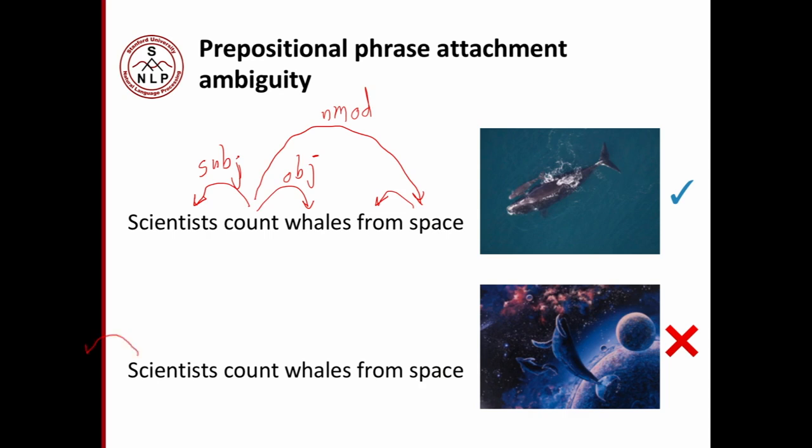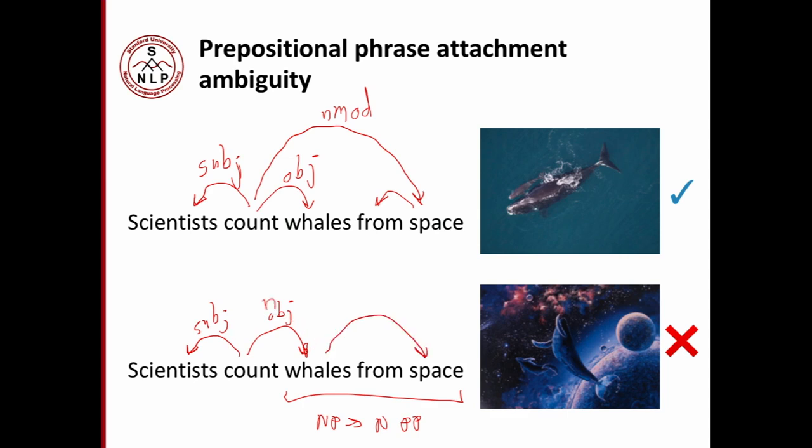But the other possibility is that these parts are the same, this is the subject and this is the object, but these are whales from space. We could have analyzed that as a noun phrase going to a noun and a PP in our constituency grammar, but in dependency grammar, we're saying this is now a modifier of the whales, and that they are whales from space that are starting to turn up, as in the bottom example. Obviously one of these is correct and the other is wrong.